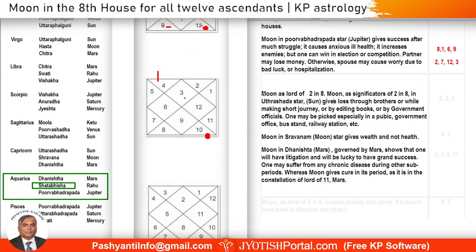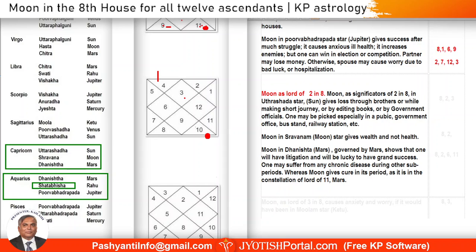Moon as lord of 2 in 8. So now, first let's look at what kind of stars this particular sign, the 8th, the Capricorn, will have. So here our focus is now on Capricorn. So it has Sun, Moon and Mars, these three stars.